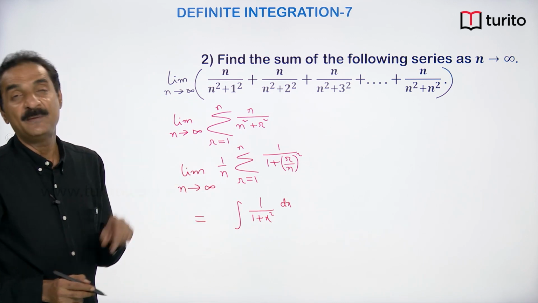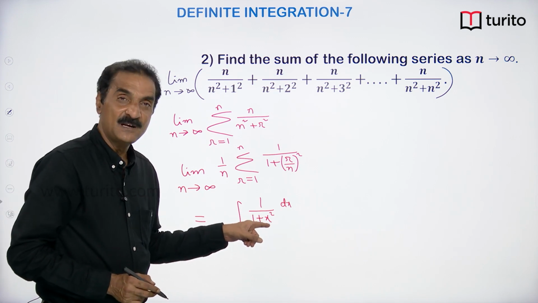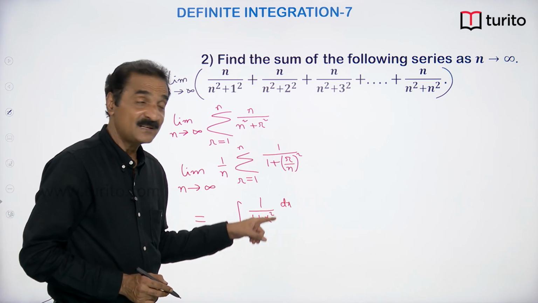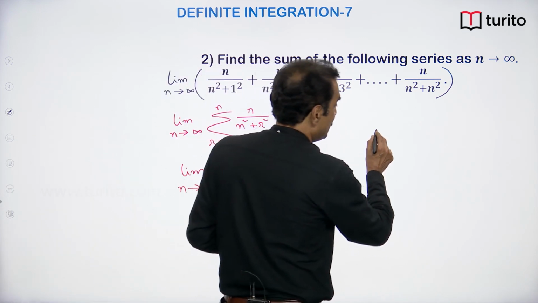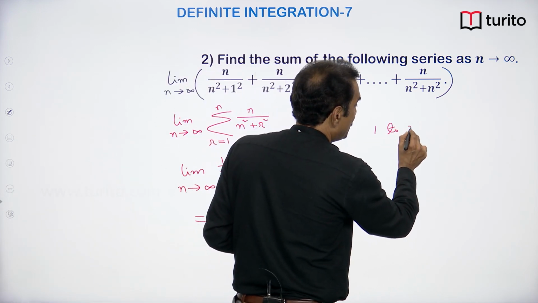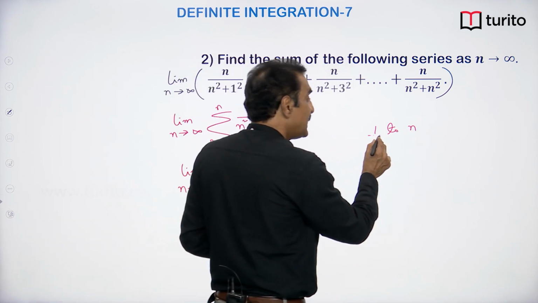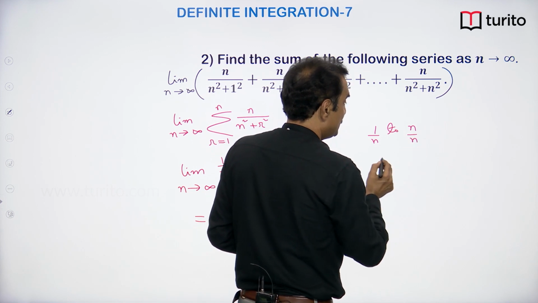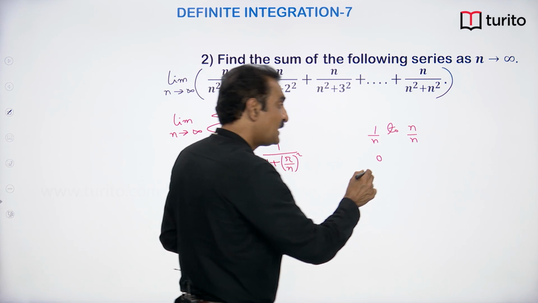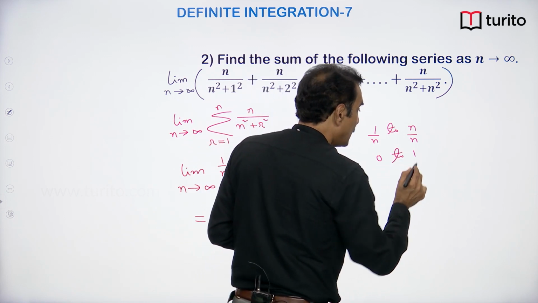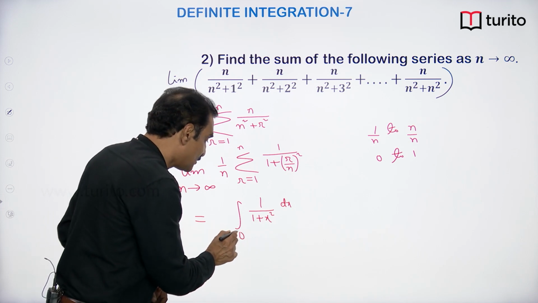Now we have to get the limits of the integral. Here limits of the integral are nothing but limits of x. X is nothing but r by n. R varies from 1 to n. Then r by n varies from 1 by n to n by n. 1 by n is 0. N by n is 1. So the limits of the integral will be 0 to 1.